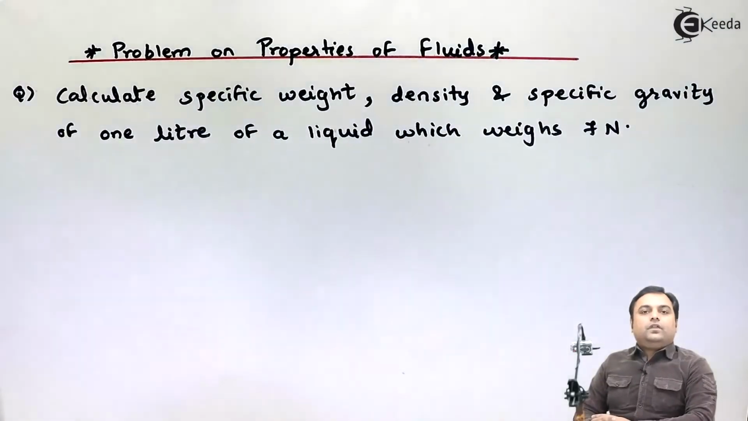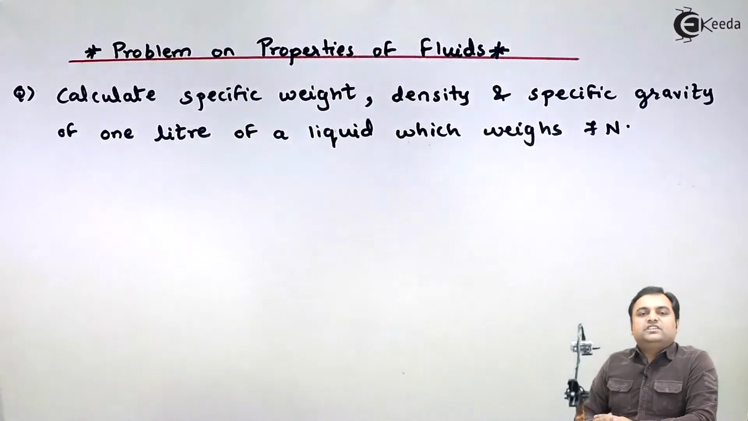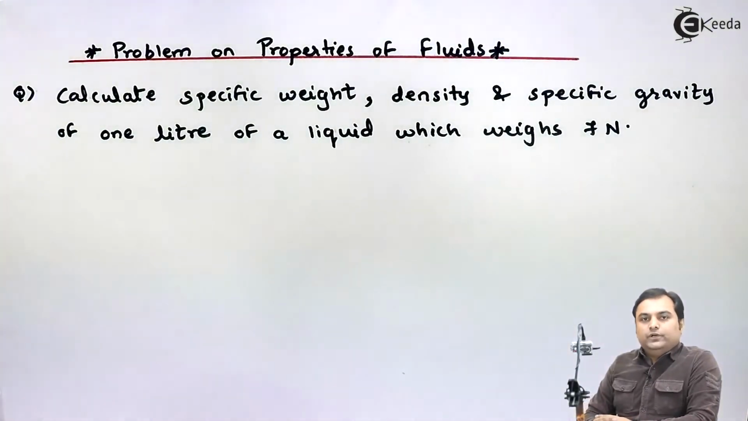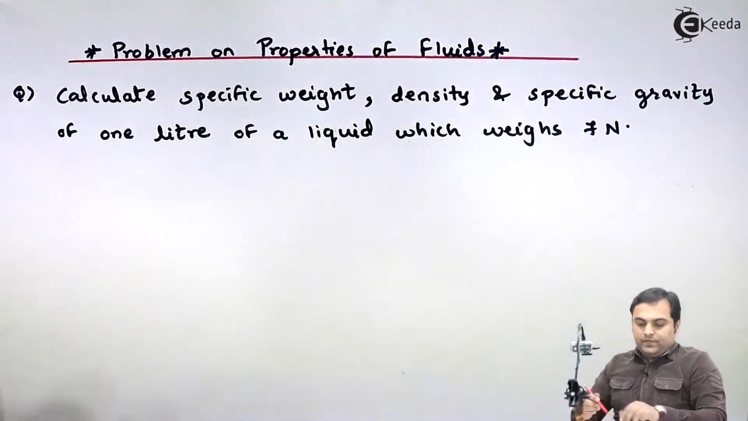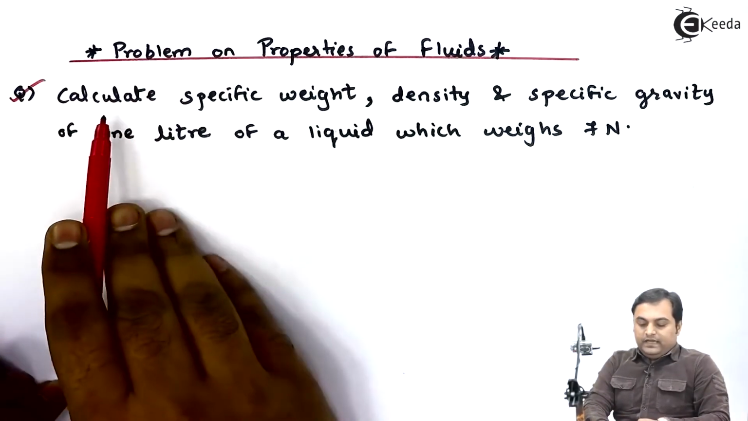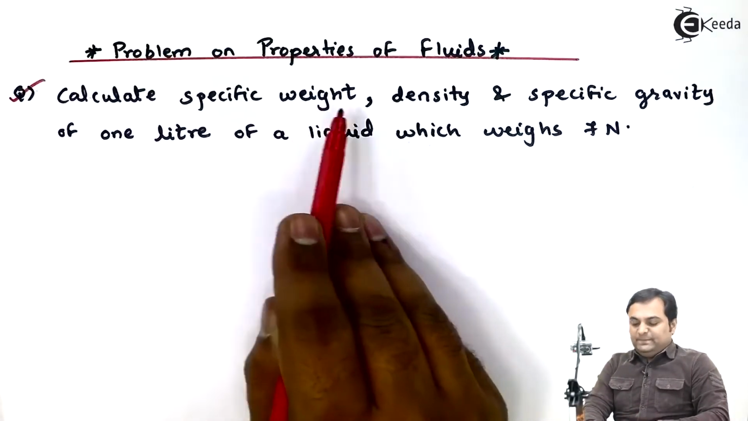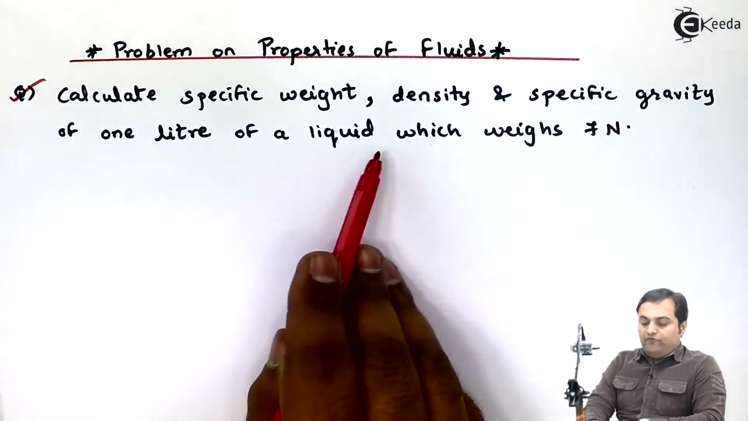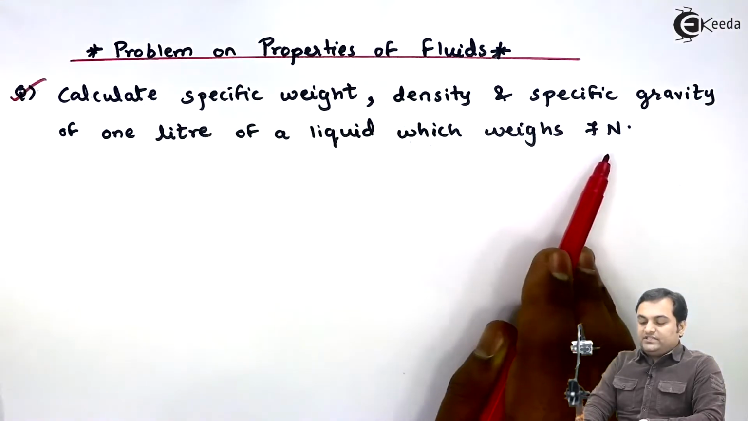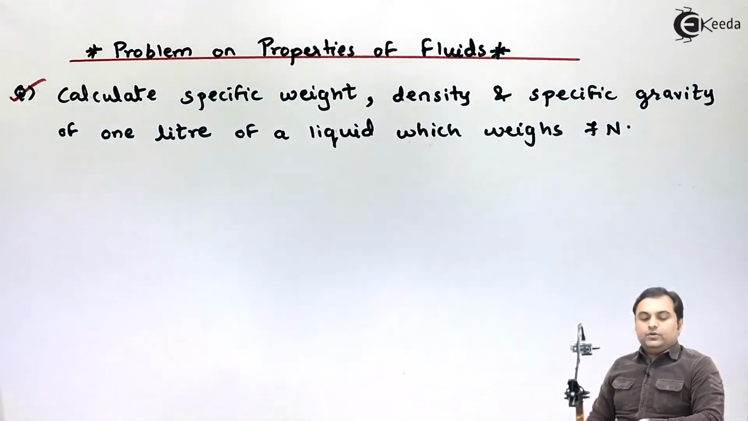Hello friends, here in this video we will see the problem on properties of fluid. Let us take question number 1 we have here. Calculate specific weight, density and specific gravity of 1 liter of a liquid which weighs 7 Newton. Now this is the question we have.